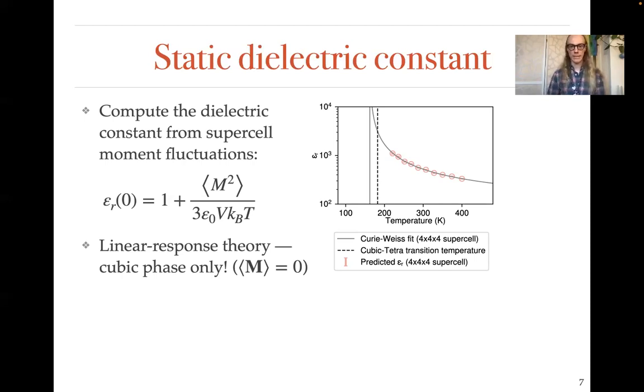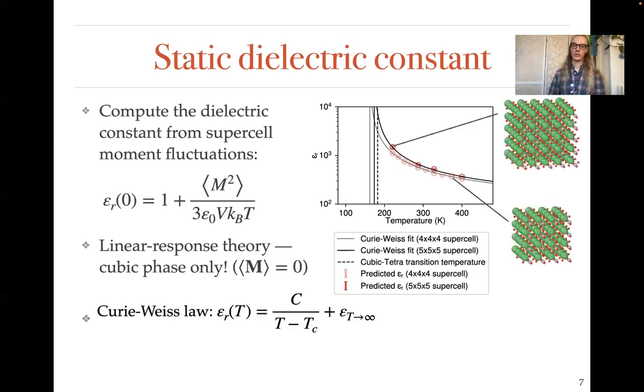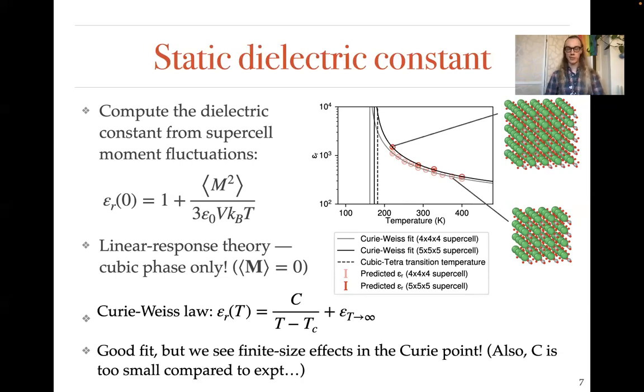So it turns out that this is just a finite size effect, right? We use large enough supercells, we converge to the right critical temperature, and our dielectric constants follow Curie-Weiss law. The only actual problem remaining is that the constant that we predict for this law is about twice as small as experiment predicts it to be, or shows it to be. So that's another one of these annoying discrepancies between our model's predictions and experiments that we have to resolve.